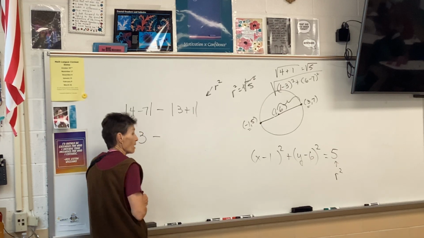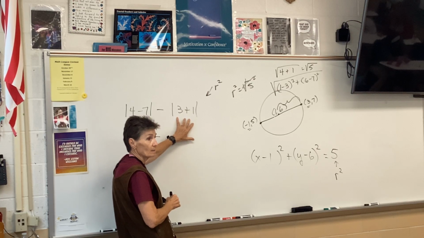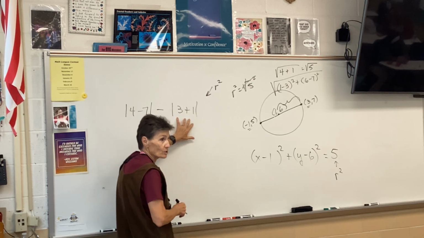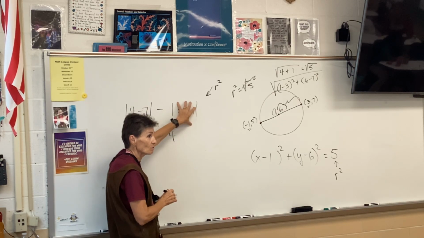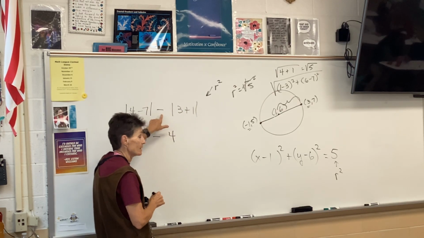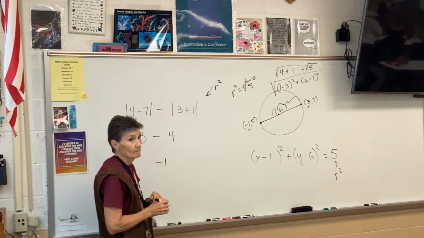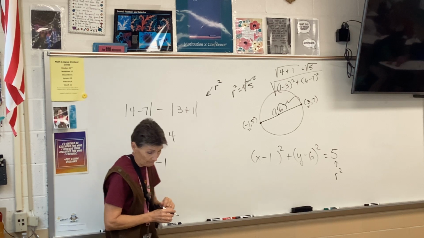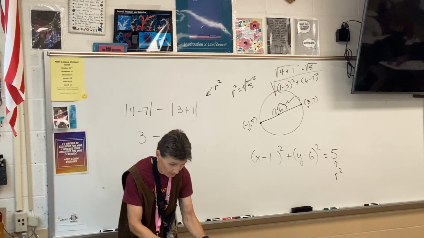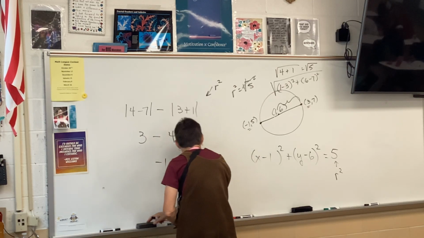And now I'm going to subtract this one. 3 plus 1 is 4, and the absolute value of 4 is just 4. So this one's 3, this one's 4, I'm subtracting, so the answer is negative 1. Right? You and your partner try C and D. Let's see what you can come up with.